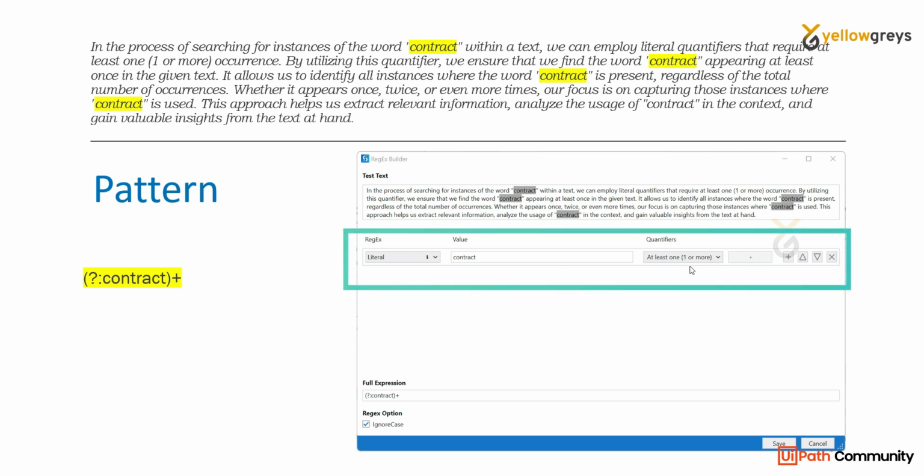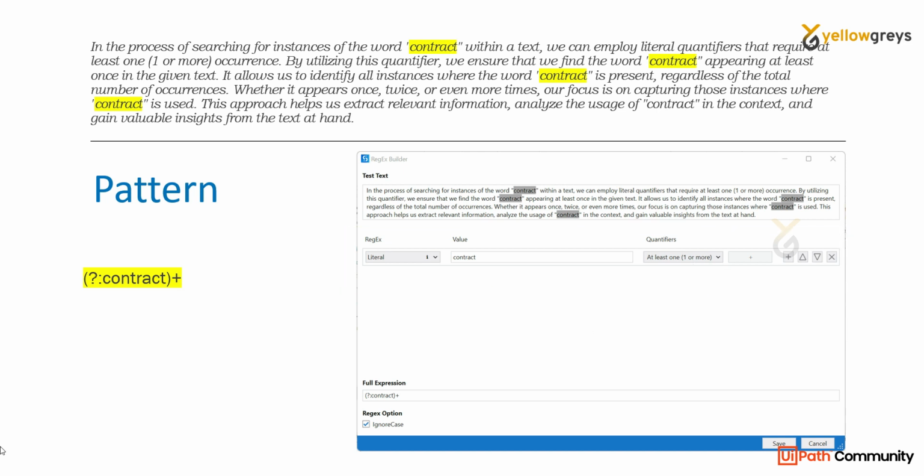And once you have selected this, at least one or more, a plus symbol is added automatically to the expression, so you can see it here. And let's get started with what "at least one or more" is.